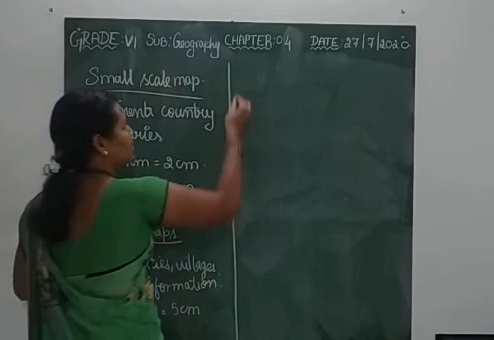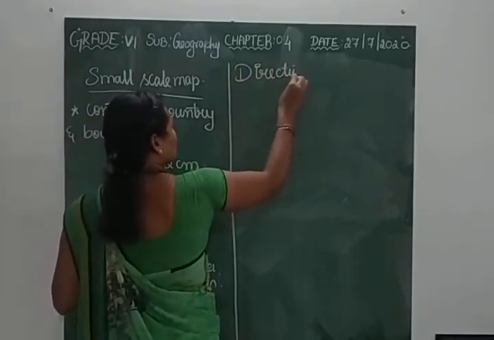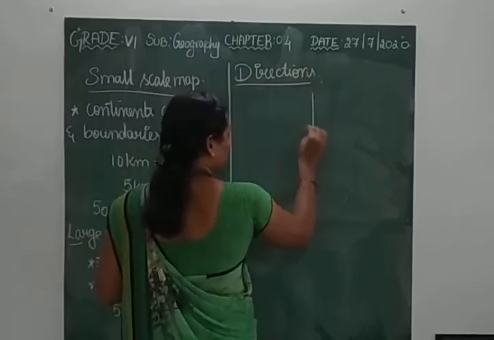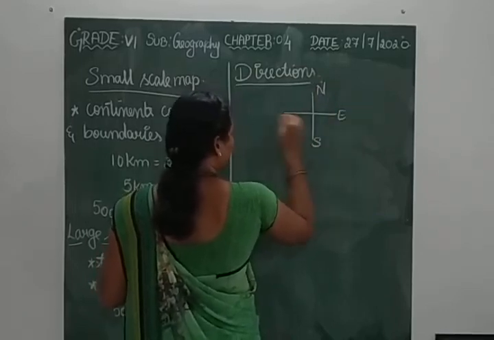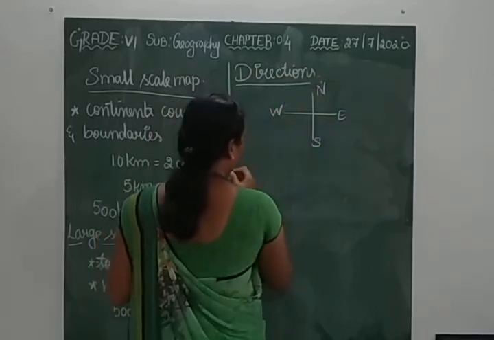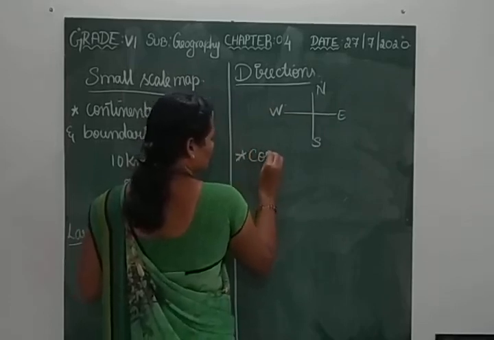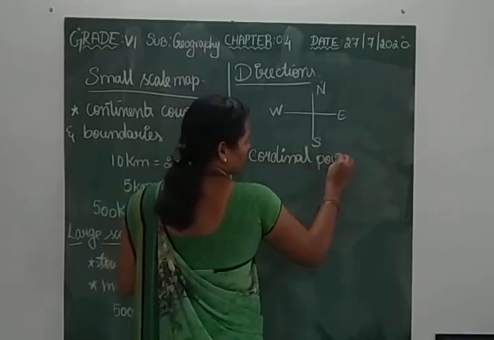Right. Next is direction. Directions. How many directions do we all know? 4 directions, right? North, south, east and west. These 4 directions are called cardinal points.